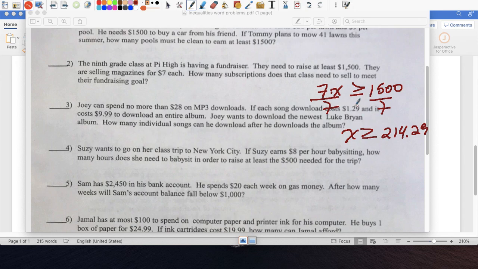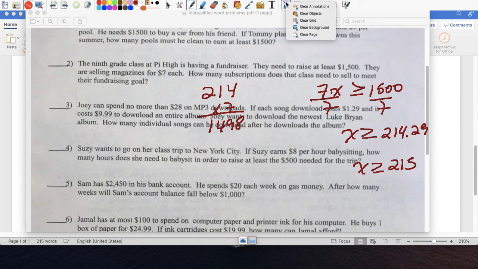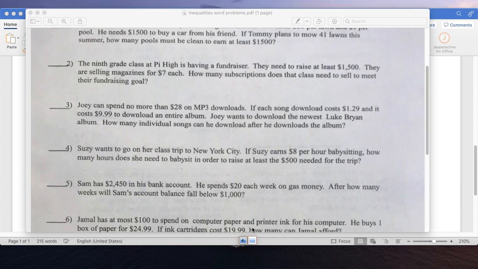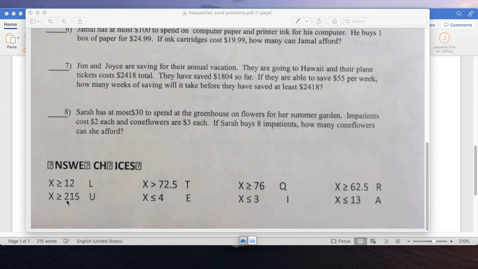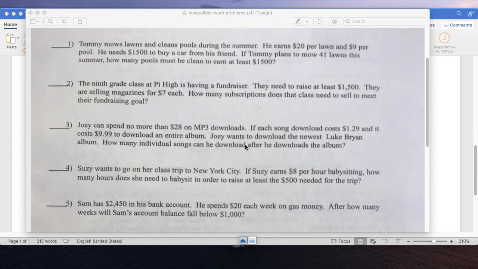214.29 subscriptions are necessary. Well, you can't sell 214.29, right? If you only sell 214 subscriptions, let me just multiply 214 times 7. So if they had exactly 214 subscriptions and you multiply that by 7, you get 1,498. So no, that's short. So the minimum number of subscriptions they need to sell has to be at least 215. X has to be greater than or equal to 215, and that's going to be letter U right there.